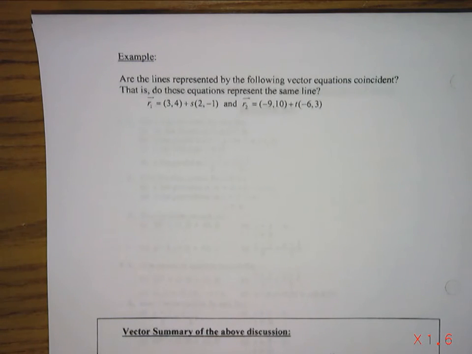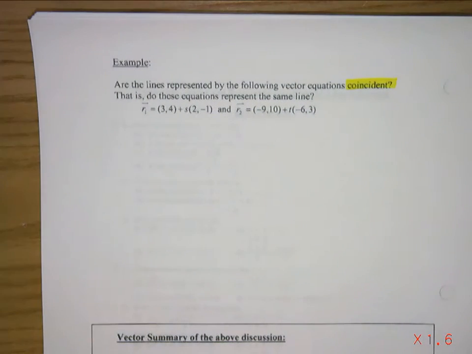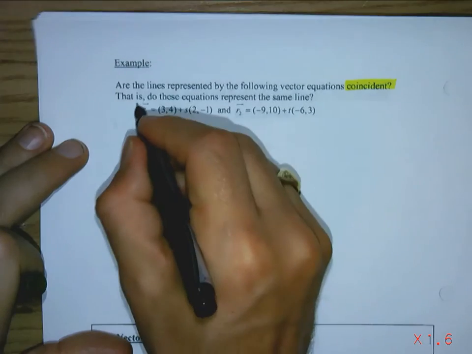Okay, one last one. Are the lines represented by the following vector equations coincident? Interesting. Coincident means that they are in fact the same line. They lie right on top of each other. Coincident, the same line. So do these equations represent the same line?